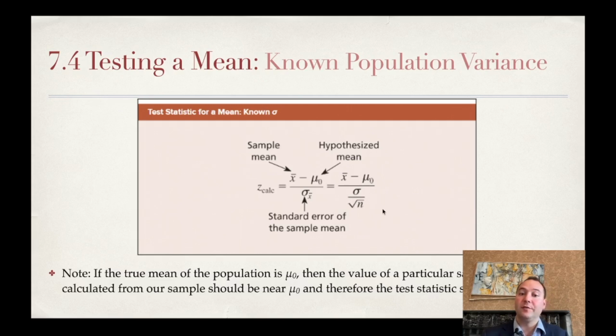If the true mean of the population is mu0, then the value of a particular sample mean calculated from our sample should be near mu0. In other words, if our assumption of mu0 is correct, then we would assume that a sample taken from that population should be similar to the overall mean of the population. So if our test statistic is near 0, our assumption about mu0 is probably correct.